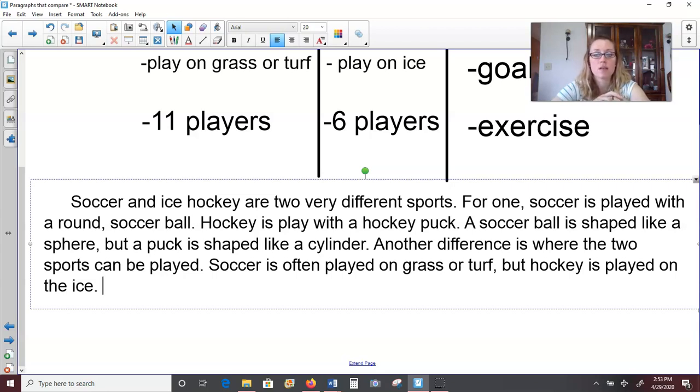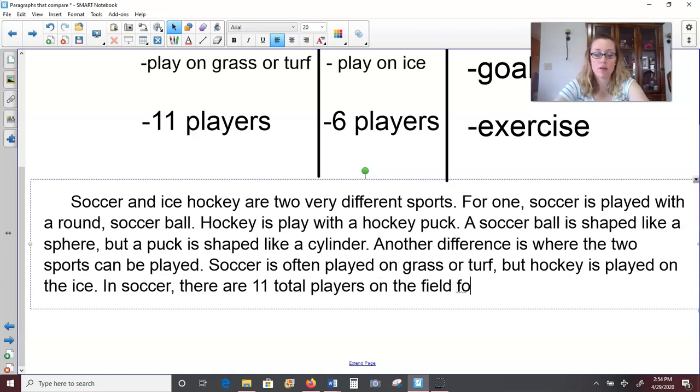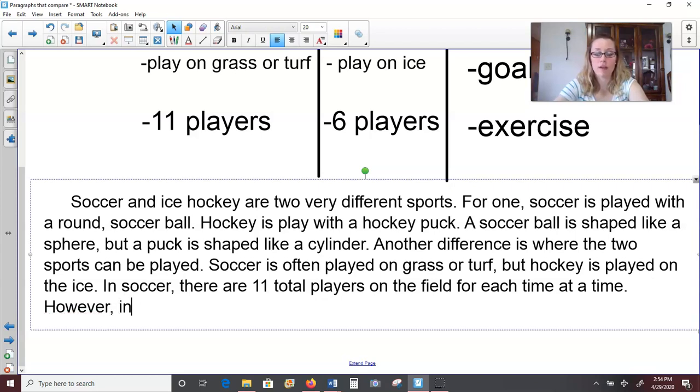And then the last one is the number of players on the field or on the ice at a time. So I'm going to start with, in soccer, there are 11 total players on the field for each team at a time. However, in hockey, there are only 6 players on the ice for each team.